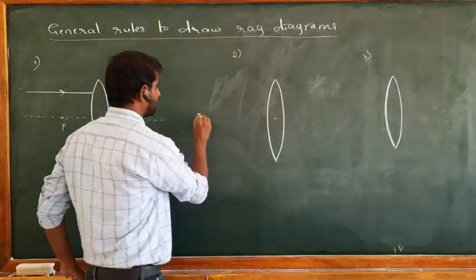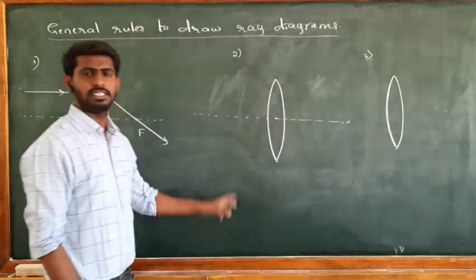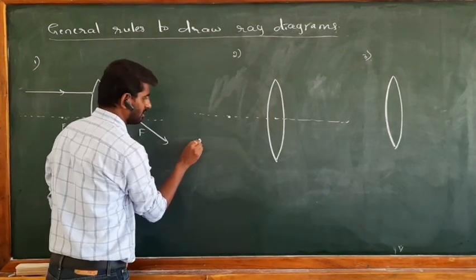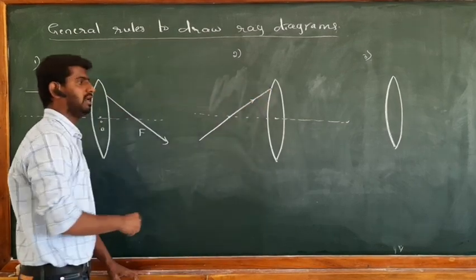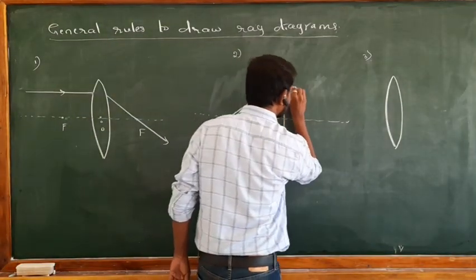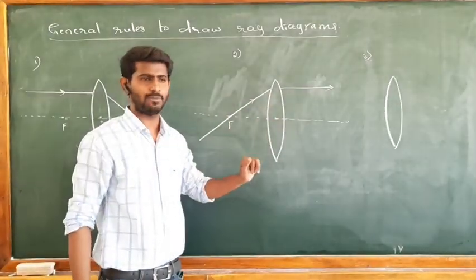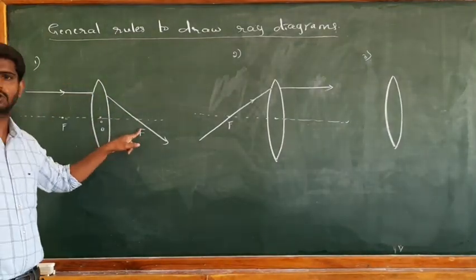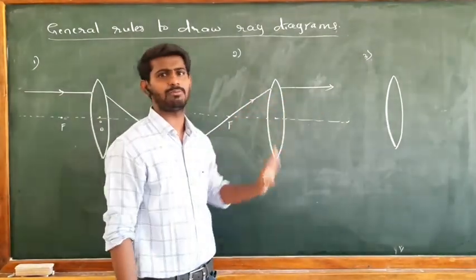Okay, and the second rule, what I drew here, this is the principal axis. Whenever the light is incident on a lens through the principal focus, then the emergent ray, like this. How is the emergent ray? It is parallel to the principal axis. It is the reverse case of the first rule. So if the incident ray is parallel, the emergent ray passes through F. If the incident ray is passing through F, the emergent ray is parallel to the principal axis.